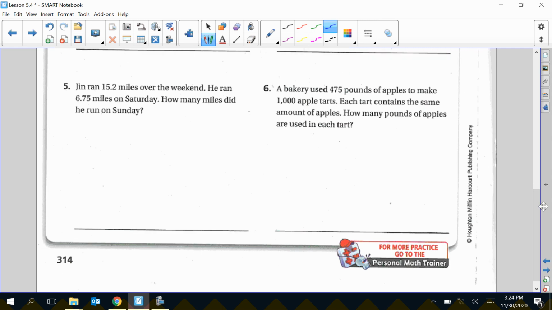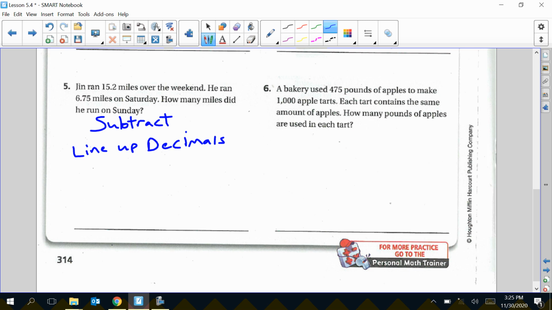Number 5, Jen ran 15 2/10 miles over the weekend. He ran 6 75 hundredths miles on Saturday. How many miles did he run on Sunday? We have to find out the difference here. So this is a subtraction problem. We're going to go ahead and subtract those numbers. And remember, with subtraction of decimals, you need to line up the decimals. Line up your decimals.